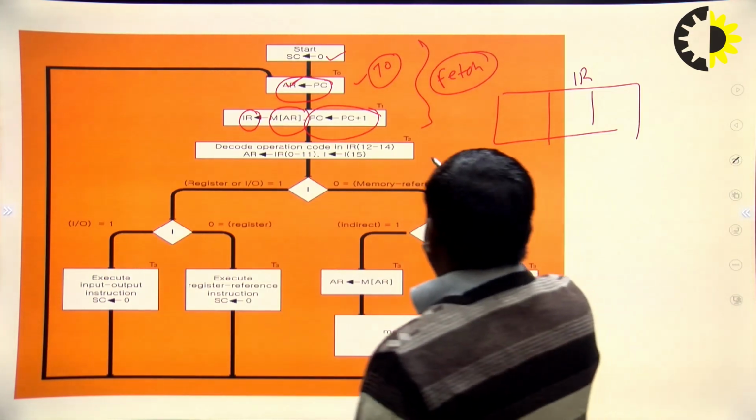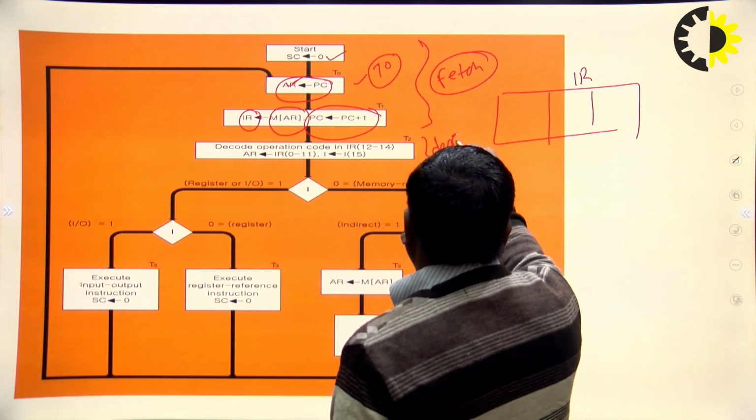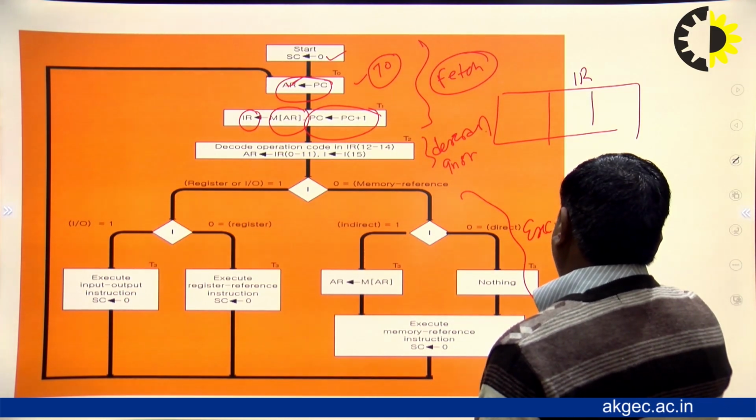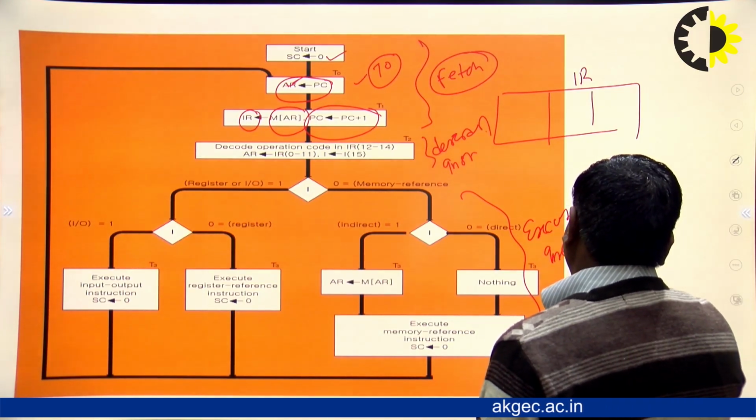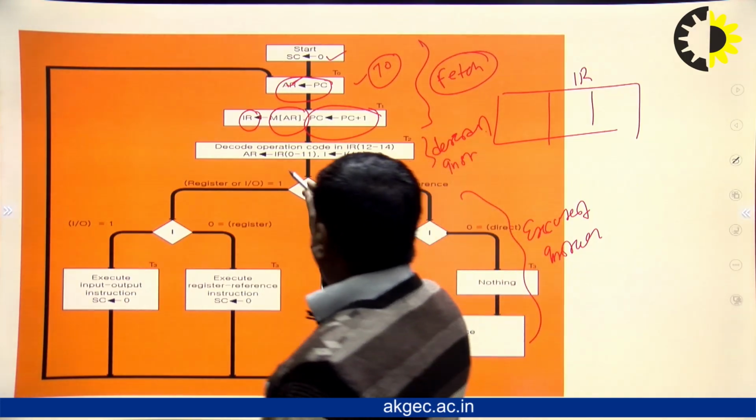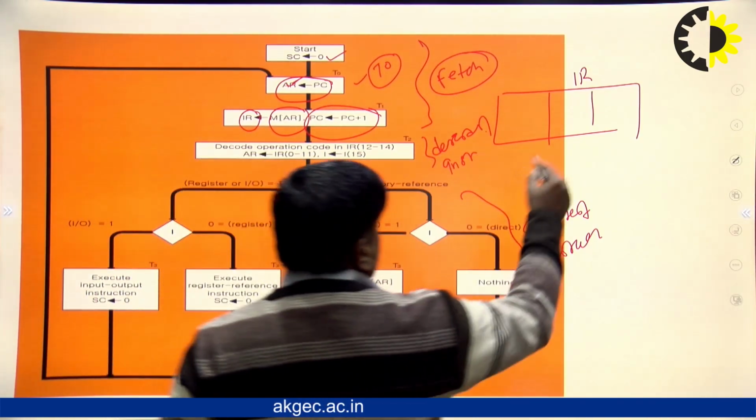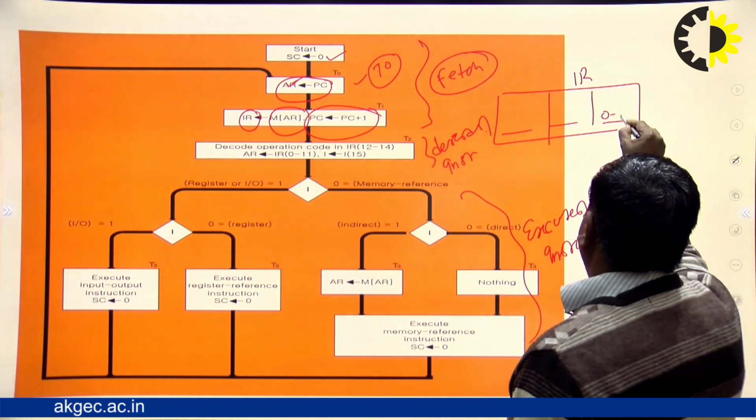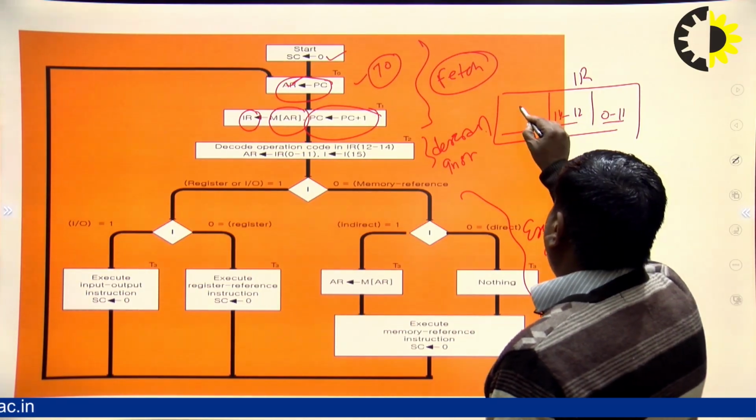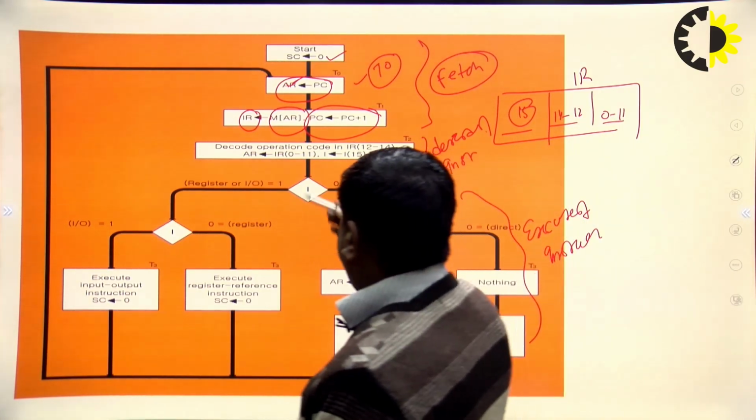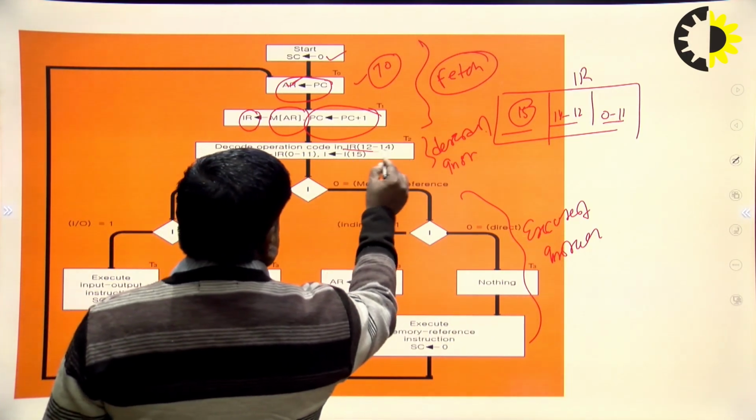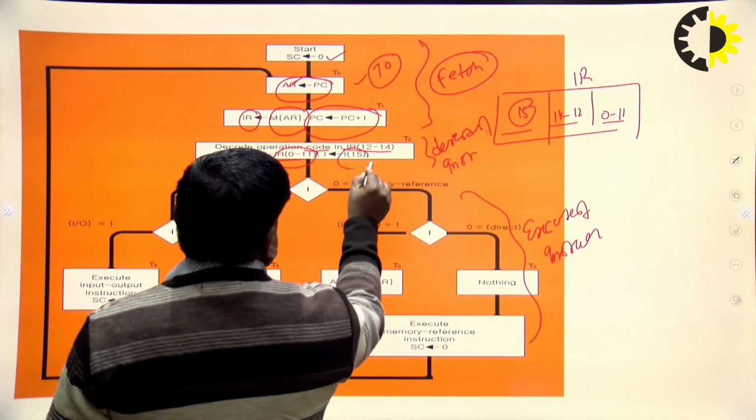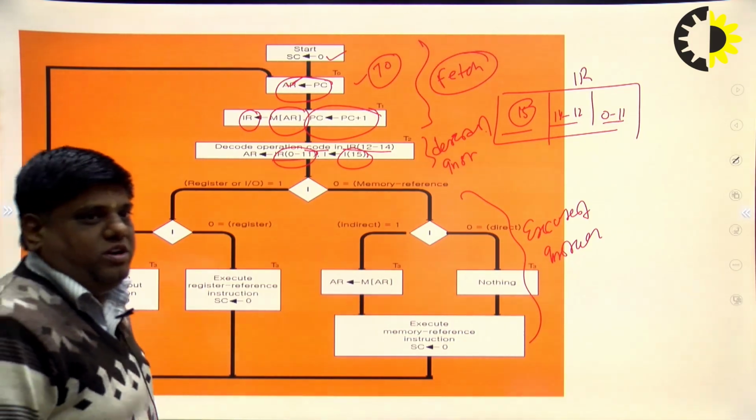Now this process is known as the decode of the instruction, and this process is known as the execute of the instruction. In decode, the instruction is classified into 3 parts: address part, opcode part, and mode part. These are bits 0 to 11, 12 to 14, and 15. These 16 bits are classified here: 12 to 14 of IR is the opcode, 0 to 11 is the address part, and bit 15 is the mode part of the instruction.